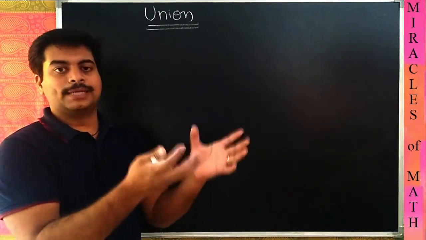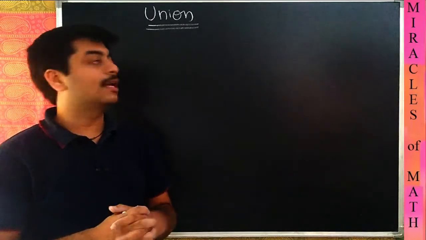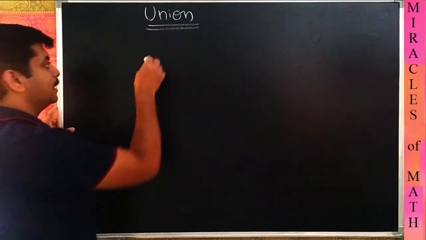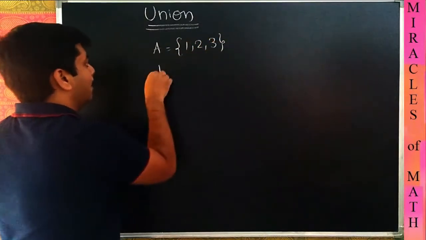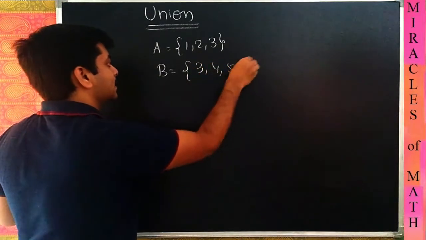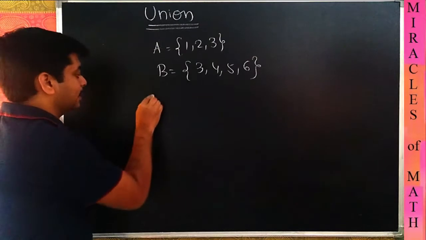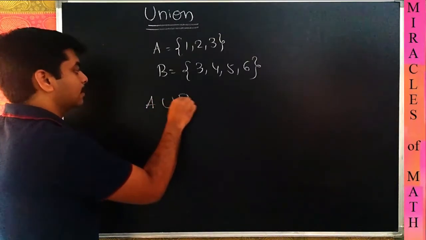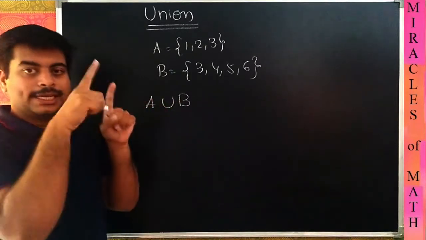Companies union, all the laborers will be having their union. That means they are all clubbed together. Okay, so union means, taking the same example, A is equal to {1, 2, 3} and B is equal to {3, 4, 5, 6}. Union we represent with A union B. The symbol is like U.